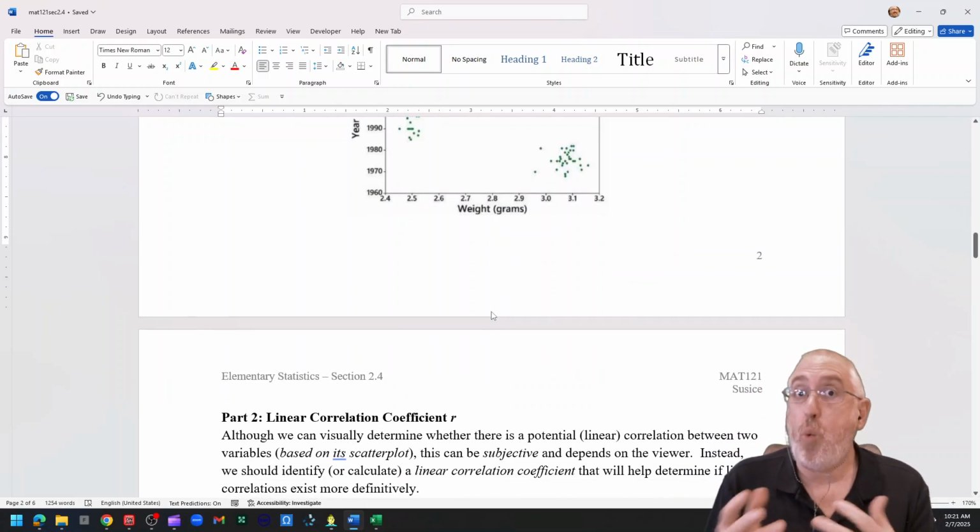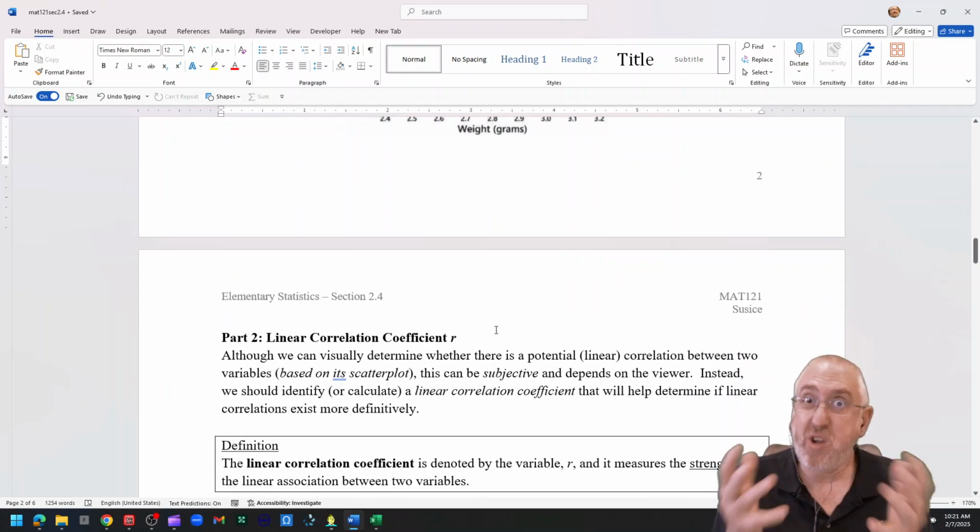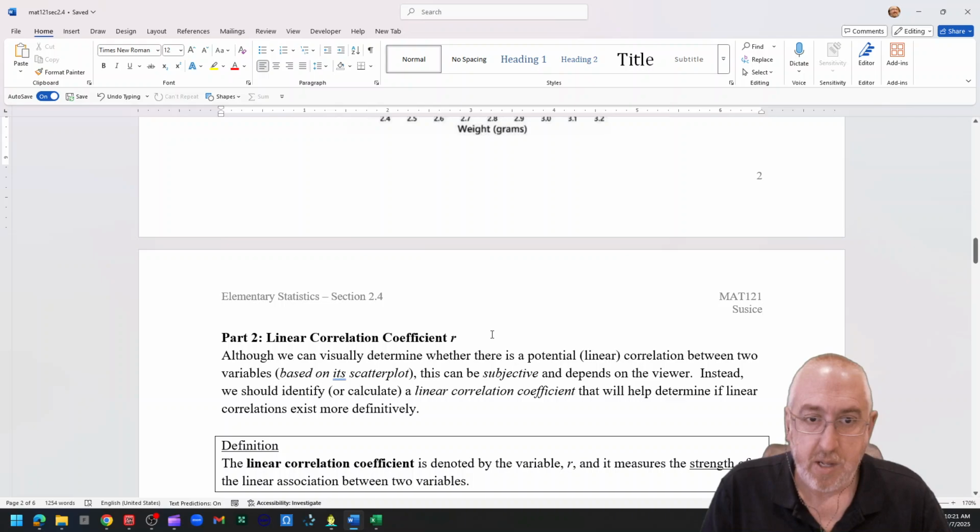Okay, so that's one way we can look at data, just by looking at the graph and making a guess about what we see.